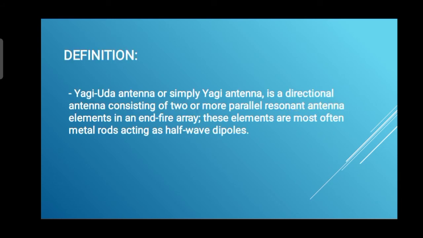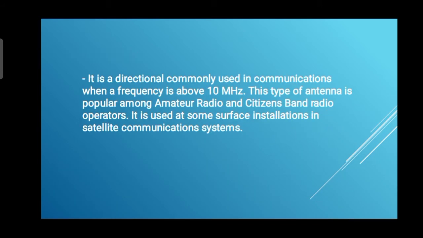So Yagi-Uda antenna, or simply Yagi antenna, is a directional antenna consisting of two or more parallel resonant antenna elements in an end-fire array. These elements are most often metal rods acting as half-wave dipoles. So it is a directional antenna commonly used in communications when the frequency is above 10 MHz. This type of antenna is popular among amateur radio and citizens band radio operators. It is used at some surface installations in satellite communication systems.